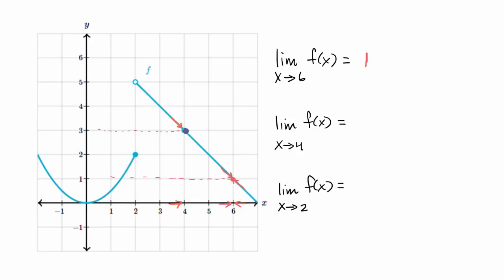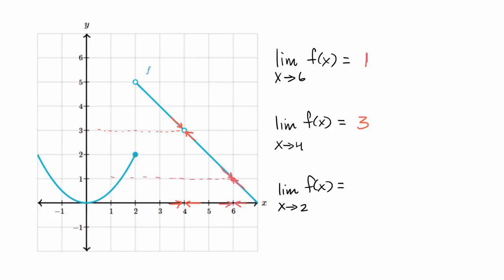It's not defined. But it looks like when we approach x equals 4 from the left, f is approaching 3. And when we approach 4 from the right, once again, it looks like our function is approaching 3. So here, at least from what we can tell from the graph, the limit of f of x as x approaches 4 is 3, even though the function itself is not defined there.